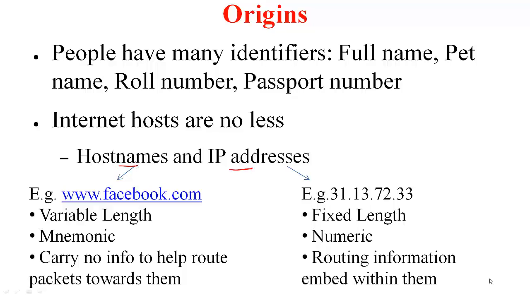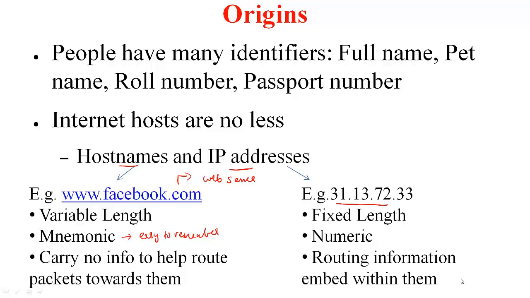You already know what IP addresses are. Host names, as the name indicates, are the names given to hosts. For example, www.facebook.com could be the host name of Facebook's web server, and this is the IP address. So if you ask me to remember this particular string, it is very easy for me to remember, whereas I will have a lot more difficulty remembering IP addresses. So host names are what are called mnemonic, that means easy to remember.